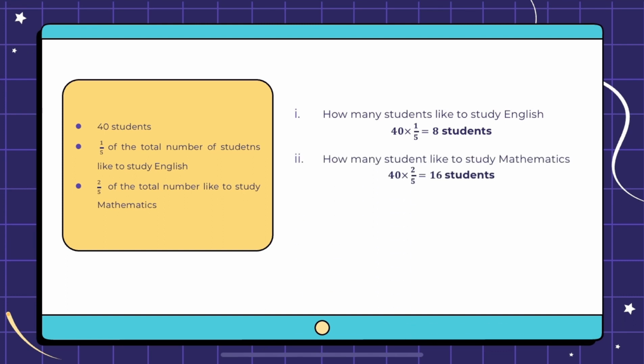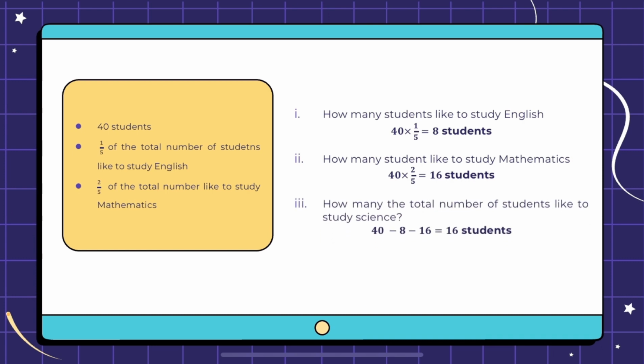Okay, for the second question, how many students like to study mathematics? Same as before, to calculate how many students like to study mathematics, we can multiply the number of students in a class by the fraction of students who like to study mathematics. 40 multiplied by 2/5 equals 16. So, the students who like to study mathematics are 16 students.